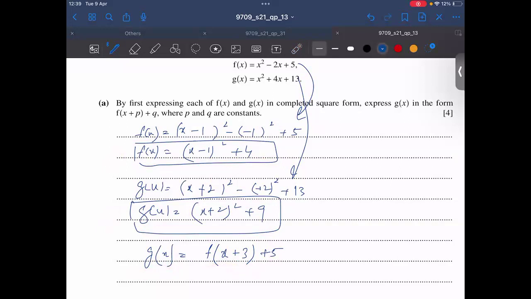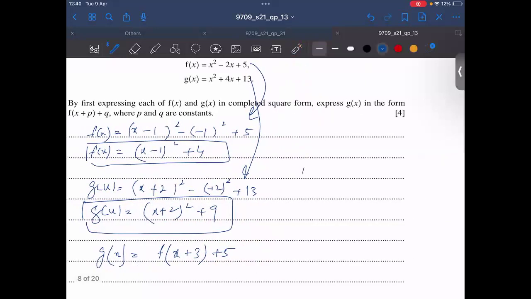Is it clear or not? Yes, sir. If you're going to replace x with x plus 3 in f of x, it's going to become x plus 3 minus 1, that is x plus 2 whole square plus 4. And you have to add a 5 as well, plus 5, because what this plus 5 is going to do is you're going to add up then.